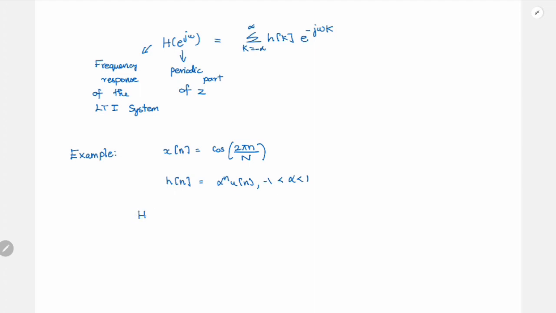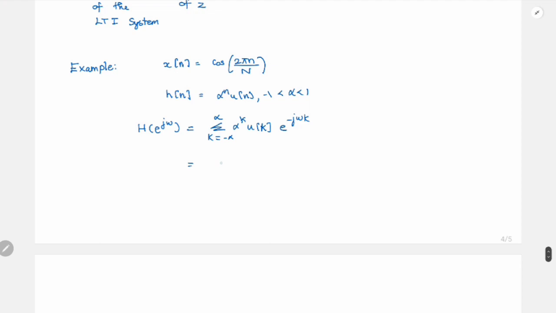So let us find our frequency response H of e power j omega, which is given by summation k equal to minus infinity to infinity h of k e power minus j omega k. h of k here is alpha power k u of k. So you will have k going from 0 to infinity, alpha power k e power minus j omega k, which is nothing but summation k equal to 0 to infinity, alpha e power minus j omega, power k.